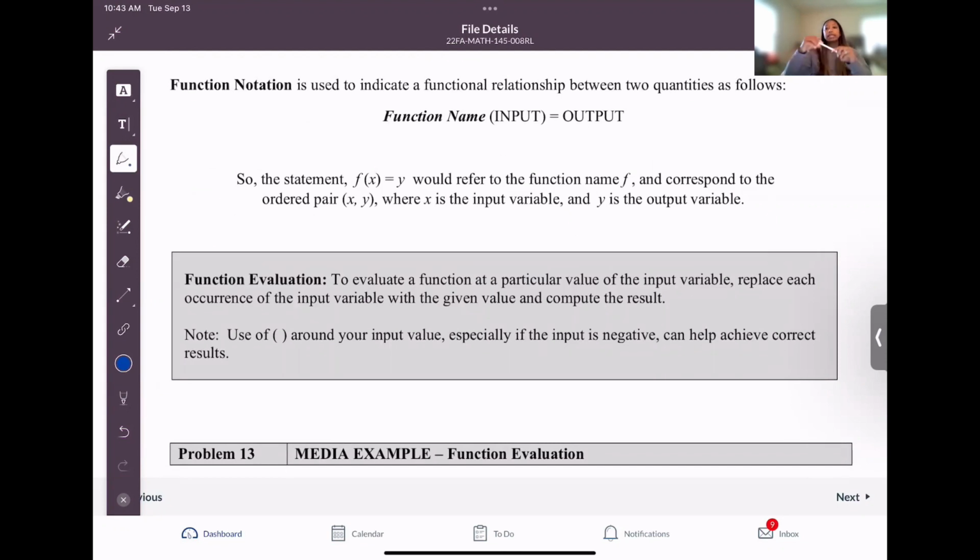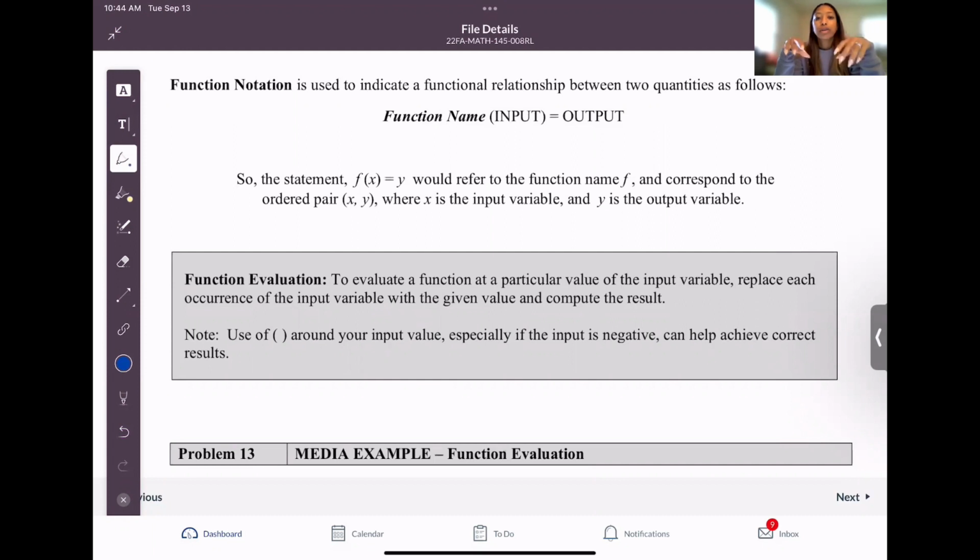On to function notation. So once we determine that something is a function, we can write it in function notation by writing the function name, which is usually a letter like F or H or M or R, most of the time F. And then we write the input variable in parentheses, and that equals the output variable. So the statement f of x equals y would mean that the function name is f, the input variable is x, and the output is y. And then x comma y would be an ordered pair that represents the input comma the output.